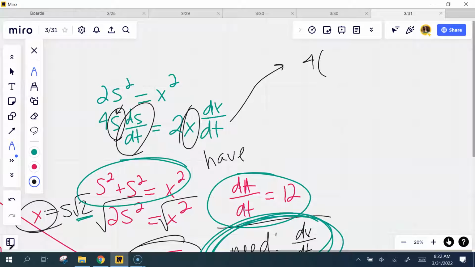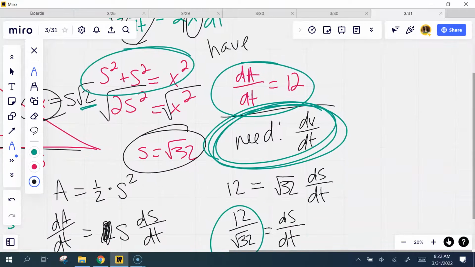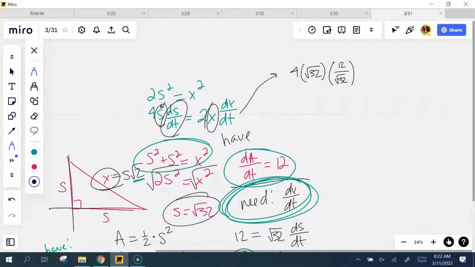S, at this particular instance, they gave me that. It was the square root of 32. This is one of those long ones that I would probably star and come back to because it takes time. S. And then ds/dt is 12 over the square root of 32, right? Is that right? Equals 2. What is x? X is s, which is the square root of 32, right?